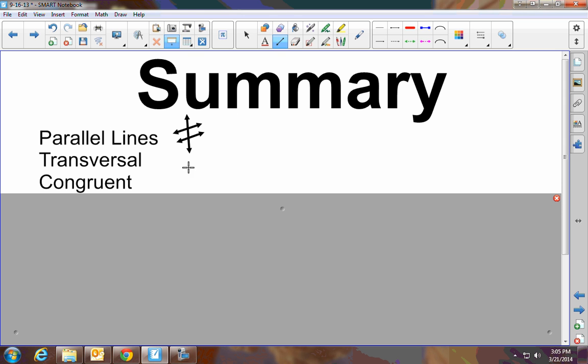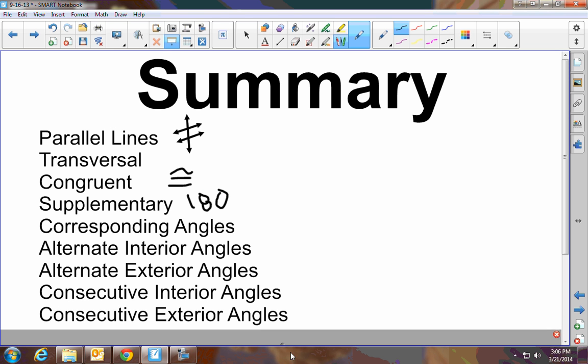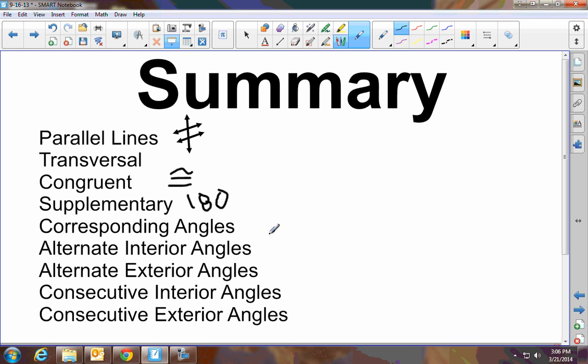We know congruent means the same thing as equals. It's just we use congruent with shapes. We know supplementary means that it adds up to 180. Okay? And these last are all of our different angle pairs. We know corresponding angles are congruent. Anything with alternate always seems to be congruent, and anything with consecutive always seems to be supplementary. So really, that's all we have to remember.